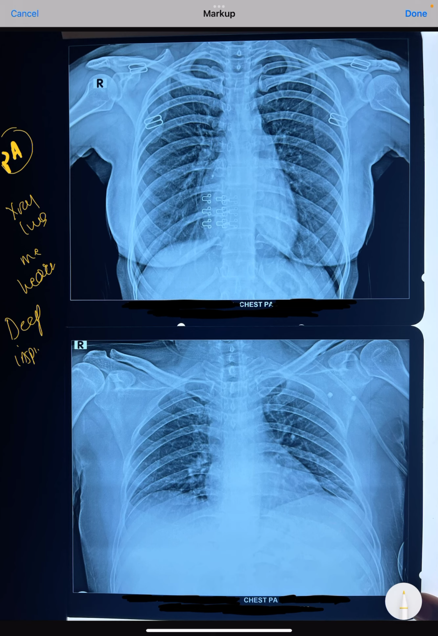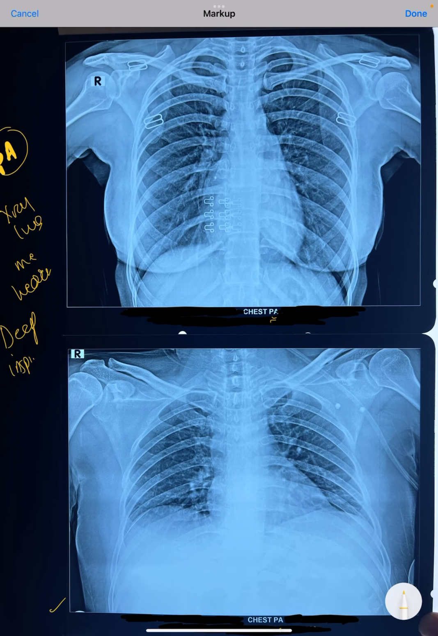If the X-ray is not shot properly, you can get a poor quality X-ray image like this, compared to X-ray in posterior anterior view in a very good deep inspiration. So both these X-rays are posterior anterior views. Now there are significant differences between the two X-rays.